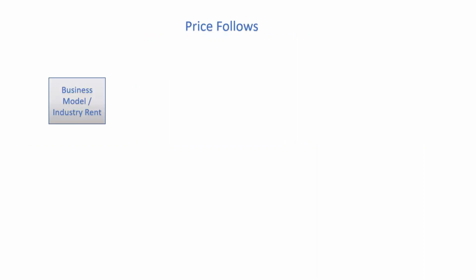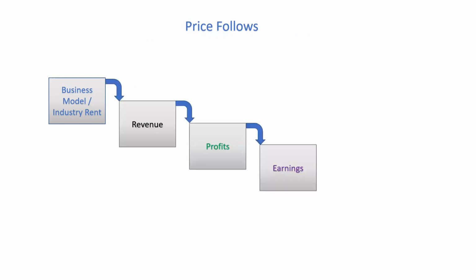So next up is price follows this little waterfall cascade. So let me bring it all up first. So price basically follows earnings, and earnings kind of follow profits, and profits follow revenue. And revenue is dependent on the business model and the industry within which the business operates. So that's the competitive advantage.